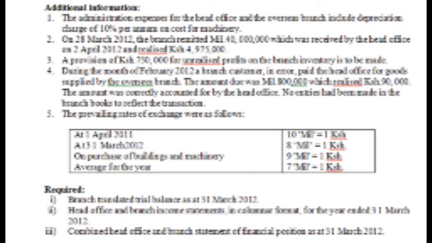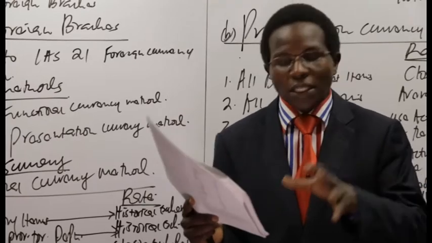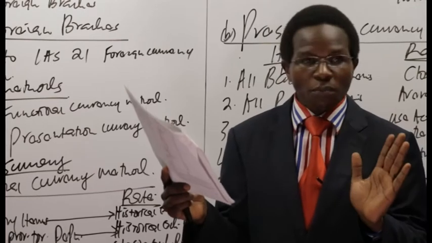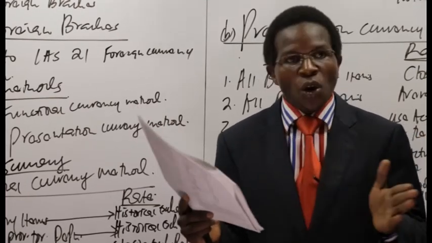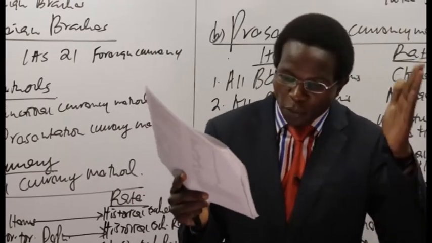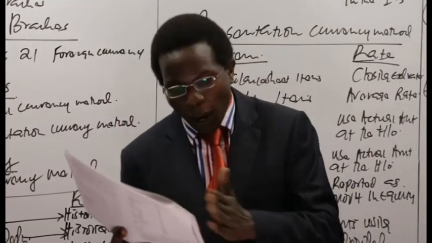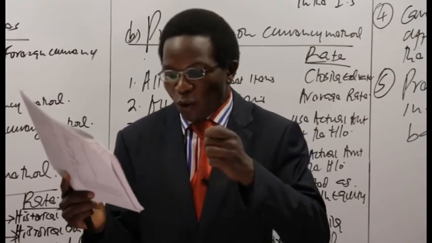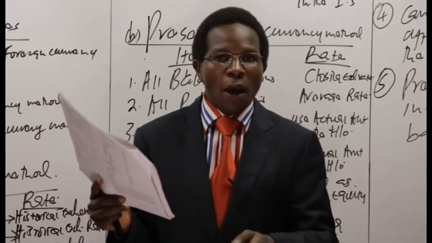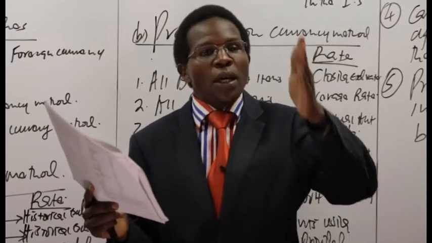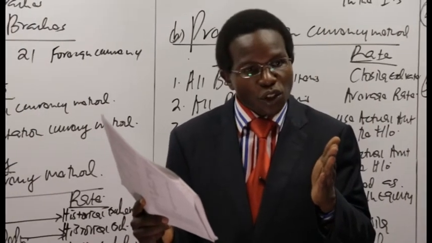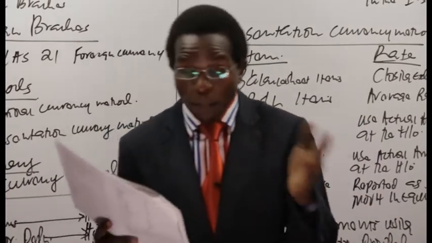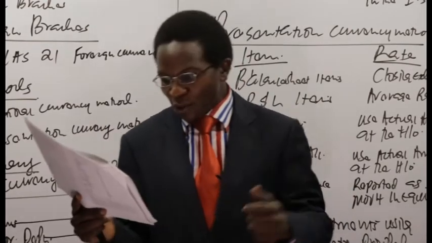Now, from the required point of view, friends, we have been told to do the translated trial balance. Then we have also been told to prepare the head office and the branch income statement in columnar format. But for revision purposes, we're also going to do the combined business. Apart from doing the head office branch, we also do the combined business income statement. In our required number 3, we have been told to prepare the combined head office and branch statement of financial position. But for the purpose of revision, we are going to do the statement of financial position for the head office, for the combined business, and as well for the branch. That's what we're going to do.